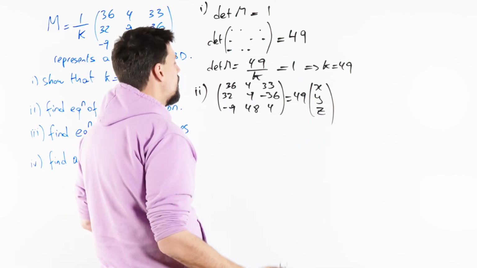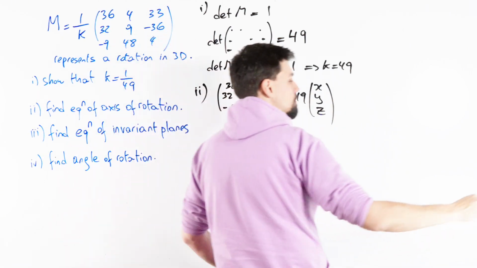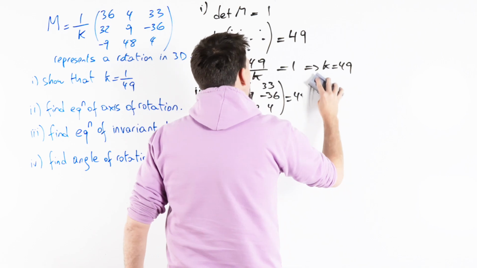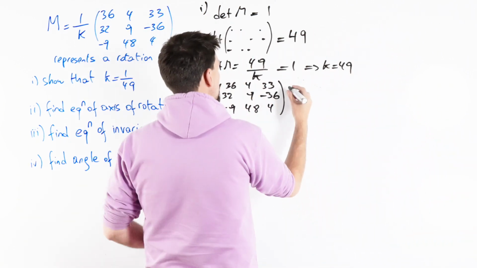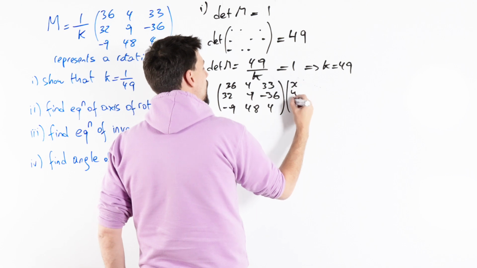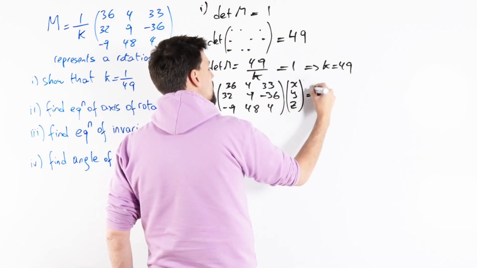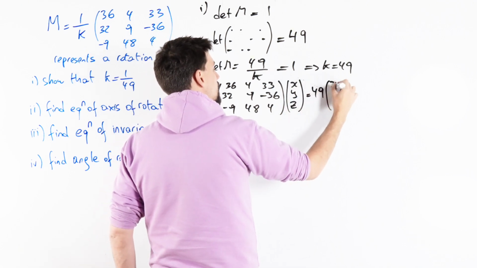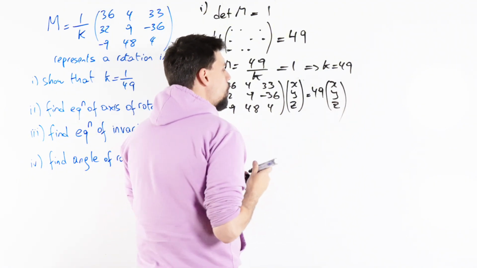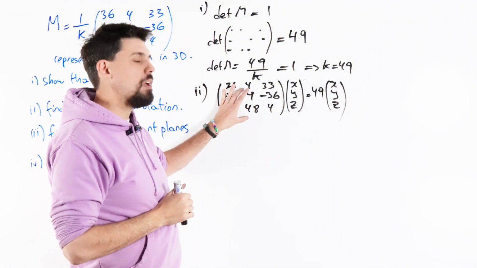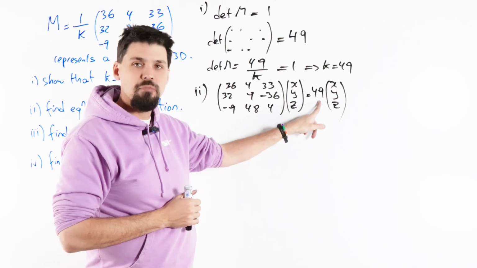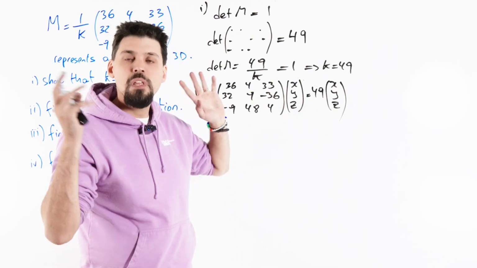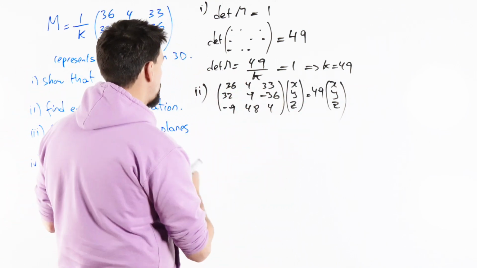If we are an invariant point with coordinates x, y, z, all I've done, to avoid having a bunch of fractions here, is take that 1 over 49 and move it over to the other side. It's a scalar, we can do that.